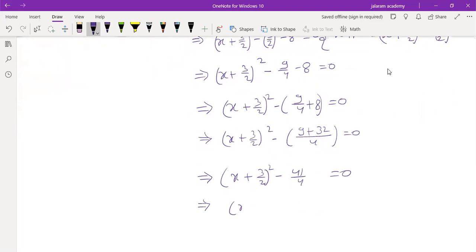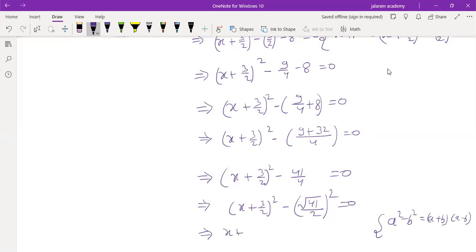It implies (x + 3/2)² − (√41/2)² = 0. So have you understood this method? This is the method of changing the expression as the difference of two squares. Now we can use a² − b² = (a + b)(a − b).